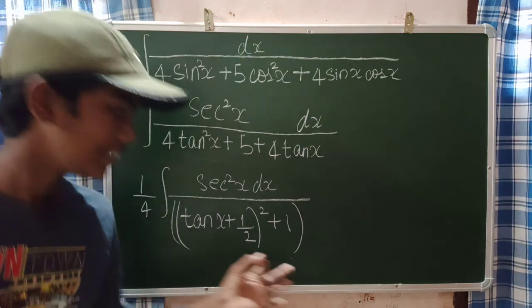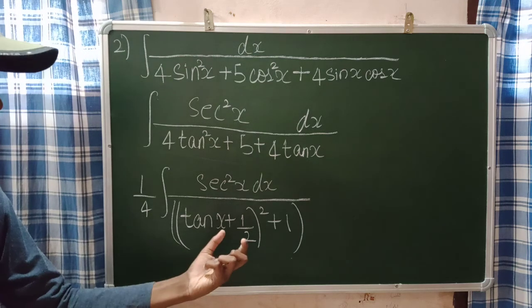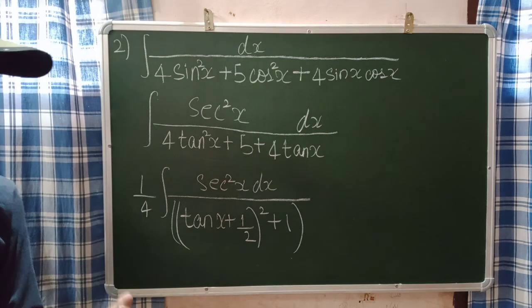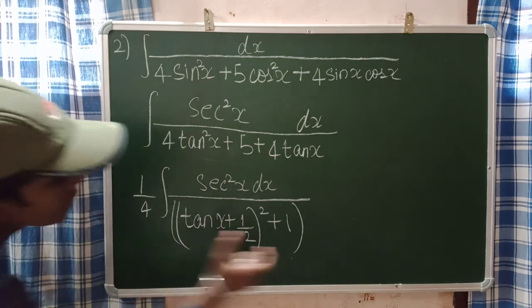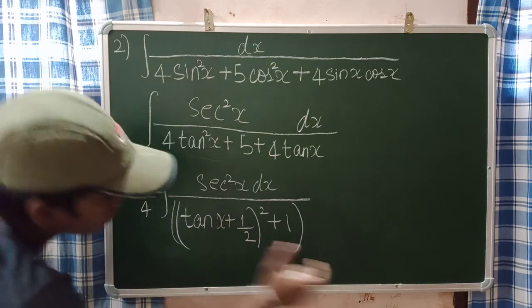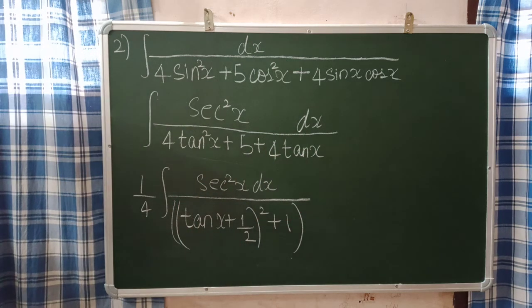These are all the basic things which you are supposed to know. Using the (a + b) whole square formula on (tan x + 1/2) whole squared, and when you add 1 to it and multiply by 4, you will be getting 4 tan square x + 5 + 4 tan x. Okay, that is what I did. Now I can do your substitution.